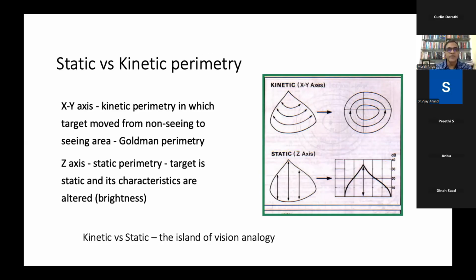Sometimes we can alter the stimulus size and other things like color and background and so on, but usually it is the brightness. Whereas XY perimetry, like the Goldmann manual perimetry, is actually when the target moves from a non-seeing to a seeing area, like confrontation perimetry, in which you move along the XY axis and you move from a non-seeing to a seeing area. Whereas Z-axis static perimetry is what is currently done with automated and computerized perimetry.